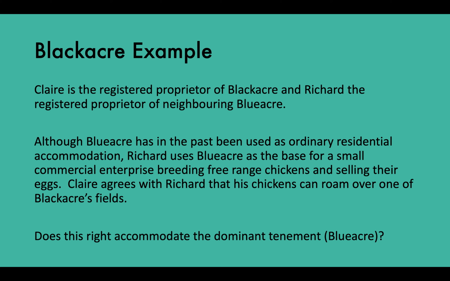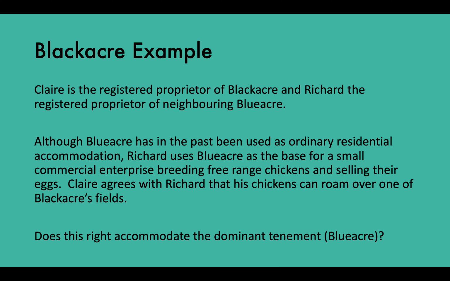So we have 3 interpretations of accommodation. The first interpretation appears to be the most authentic one. This one demands that in order to accommodate the dominant land, the right must connect with the use to which the dominant land is ordinarily put. So here we have Blueacre, the dominant land. The use to which Blueacre is ordinarily put is as an ordinary residential house. So we need to ask whether the right permitting chickens to roam is connected with that ordinary use. And the answer appears to be no.